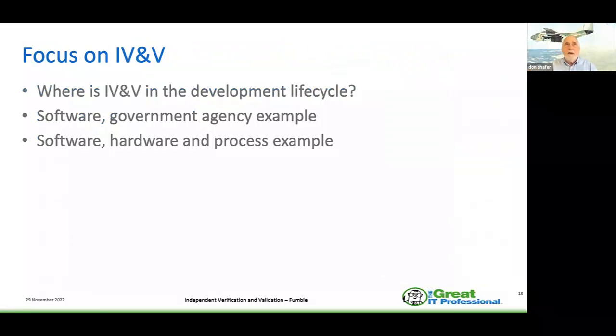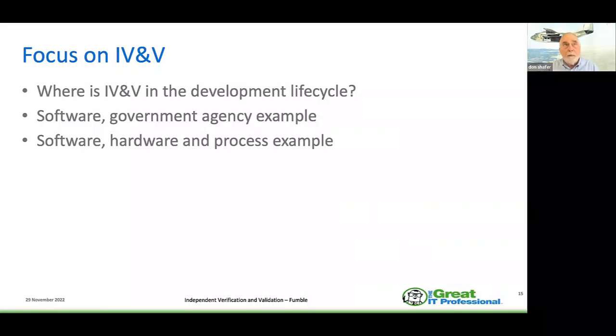So our focus on IV&V, let's talk about three things. Let's talk about where it is in the development lifecycle. We all use different development life cycles. If we don't have a life cycle, you just haven't recognized it yet. You do have one.